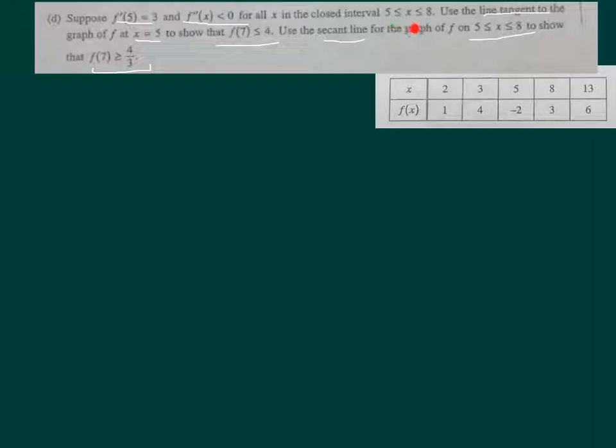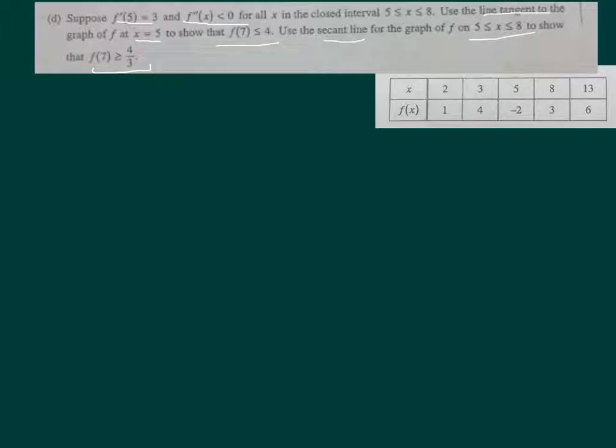For x in the closed interval from 5 to 8, use the tangent line of the graph at 5 to show that f of 7 is under 4. And then use the secant line, similar thing, from 5 to 8, to show that f of 7 is bigger than or equal to 4/3. So let's talk about this one and let's take a look at it.